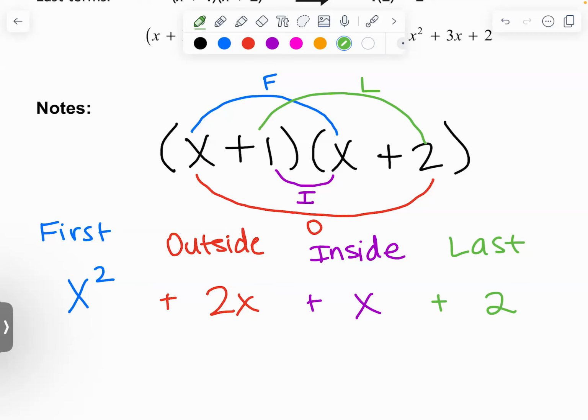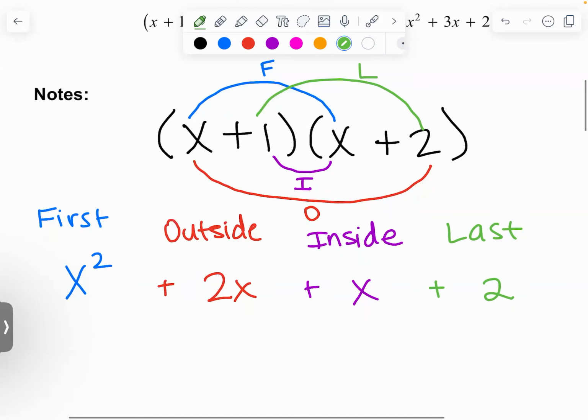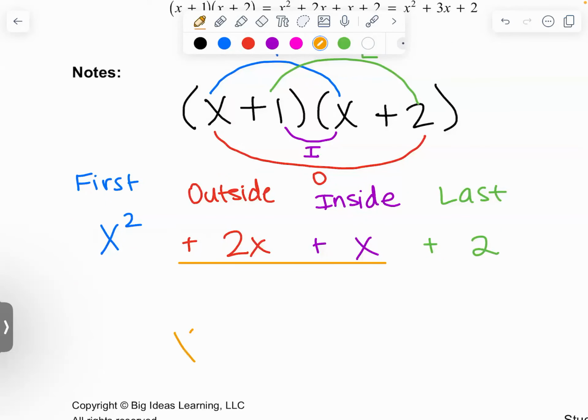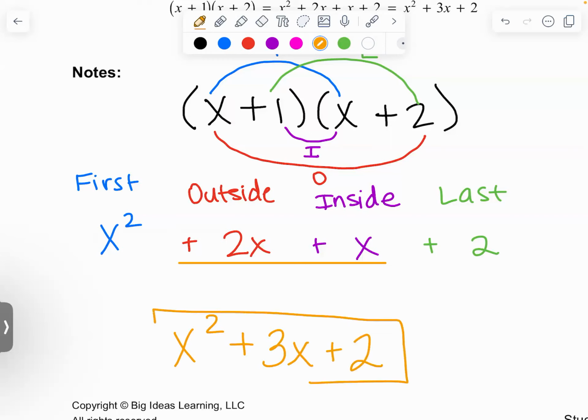Okay, of those 4 terms, do we have any like terms? These middle terms are like terms, so we can add them together to be x squared plus 3x plus 2. And that is how we multiply 2 binomials together.